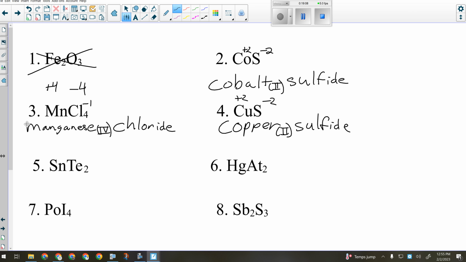It's a -2. It's the same. Everything in group 16 is -2. So all the non-metals there are -2. All the non-metals here, -1. -3.